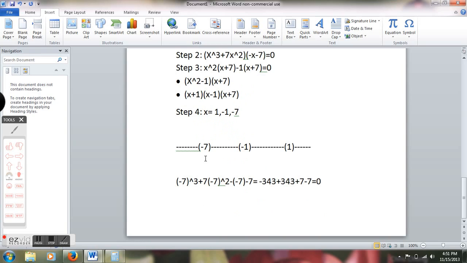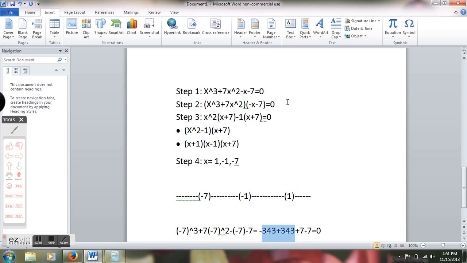For example, I put negative 7 first. I have negative 7 cubed plus 7 times negative 7 squared, subtract by negative 7, subtract by 7. Okay? Negative 7 cubed is negative 343, and then 49 times 7 is 343 again. Those cancel out, and then these cancel out, and that becomes negative 7 minus 7, and that equals 0. And that does satisfy your equation, because 0 equals 0.